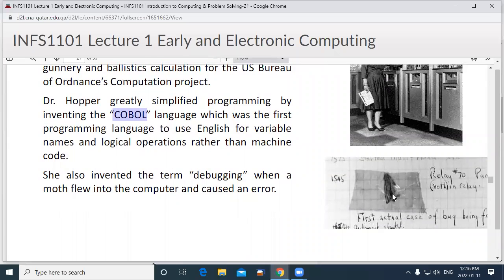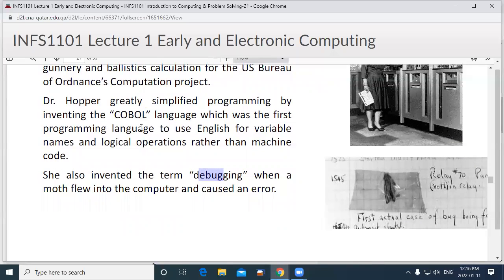Now the debugging, we see a picture of this moth here. She actually invented this term. Do I want to say anything else more about COBOL? COBOL was the programming language that was used by businesses, as opposed to a scientific programming language like Fortran or C. So engineers would use Fortran and C because it's very mathematical, had very nice mathematical things, and it was pretty short languages to work with.